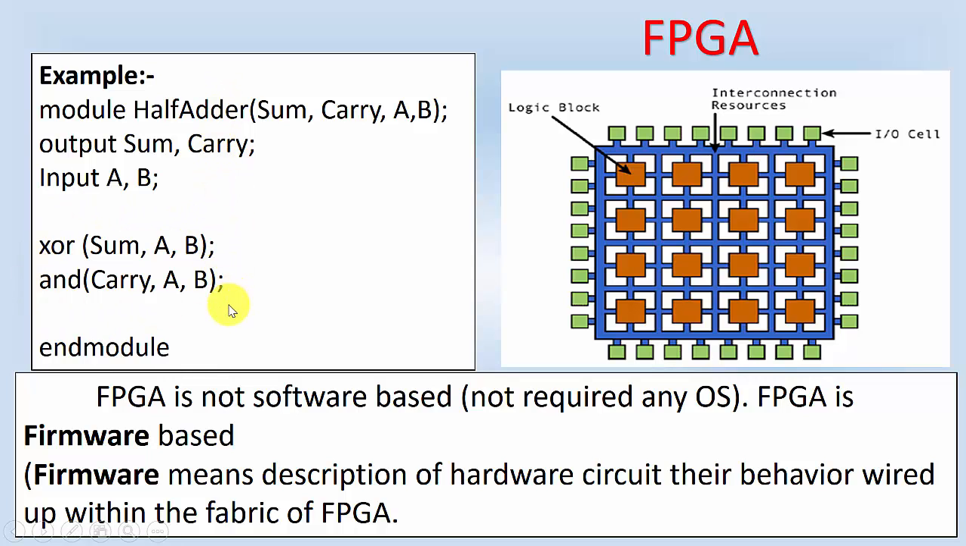Firmware is nothing but a description of the hardware circuit. The firmware describes the hardware circuit. It is not software, because here we are not sending instructions to any OS to do something. Here we are describing our hardware to be like that.